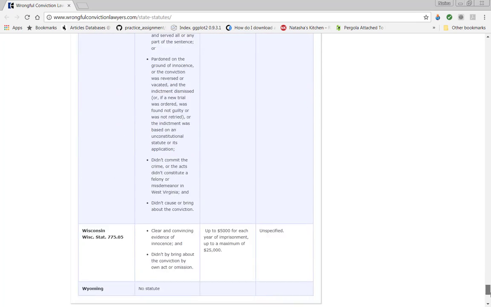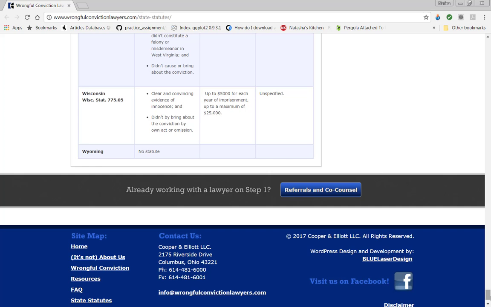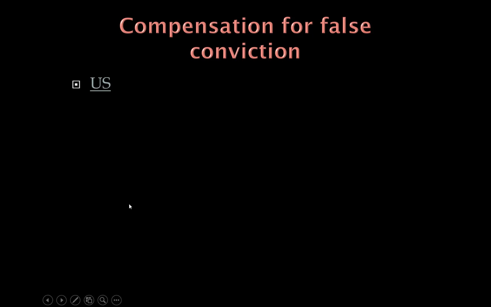How's Wyoming do? I think you all know, because I think I've mentioned this before, we have no statute either. So there is no compensation for anyone who was exonerated for a false conviction. So that's it for what we have here on eyewitnesses. And next week we'll start by looking at lie detection, interrogations, and confessions.